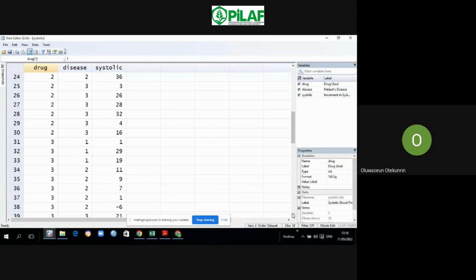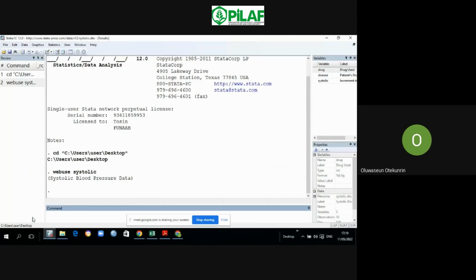So for one way ANOVA, we said we will need just one factor. So we first of all deal with drug under one way ANOVA, which is in four categories: drug 1, drug 2, drug 3, drug 4. The first thing we said the other time is that before we run any analysis, we should first of all familiarize ourselves with our data set.